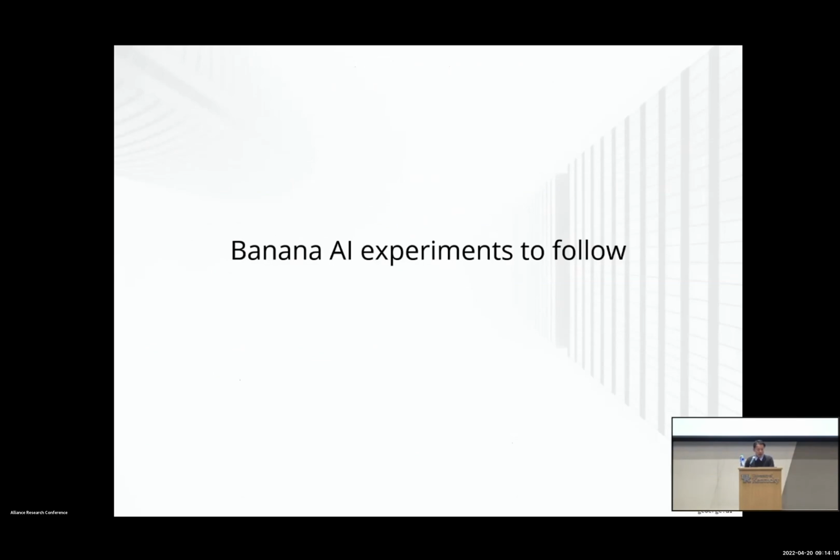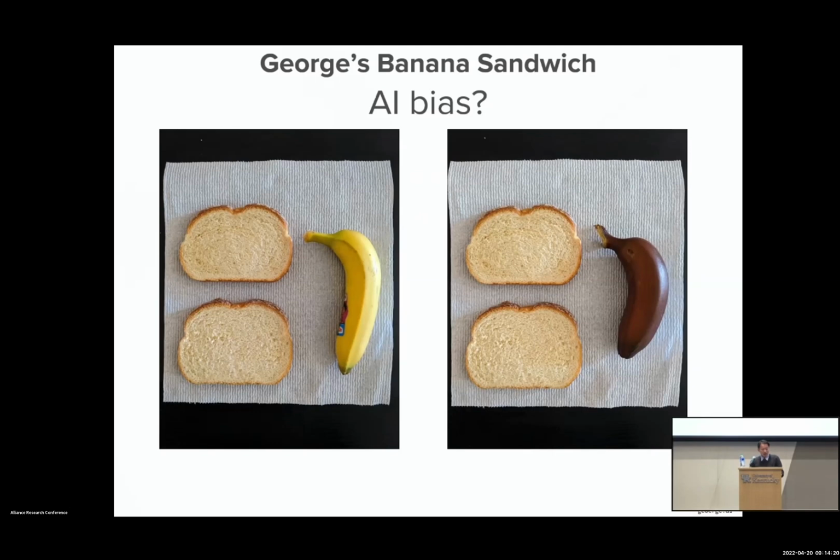And great. So now I want to go over the results of my banana AI experiments. I'm sure you guys have been dying to see these results, right? Anyone want to guess ahead of time? Any votes for the yellow banana? Oh, sorry. So the question is, will banana AI exhibit bias against the darker banana, right? The less common banana, right?